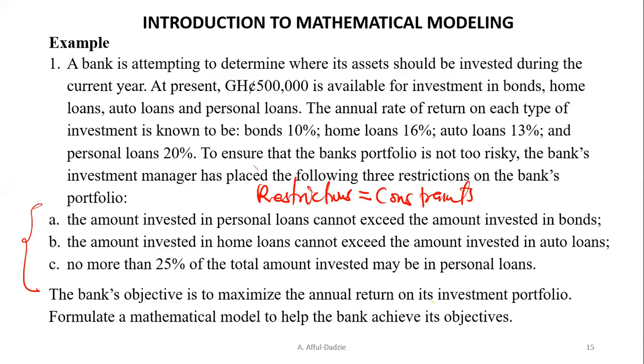If I have 1,000 cedis and I want to make an investment in 3 options, I want to be sure that at the end of the day, I am selecting the investment that would give me the highest possible return on my principal. So these are the decisions that we have to make. We try to optimize our decisions because of these constraints.